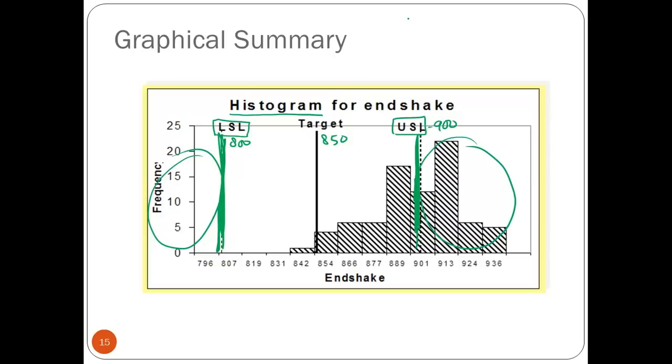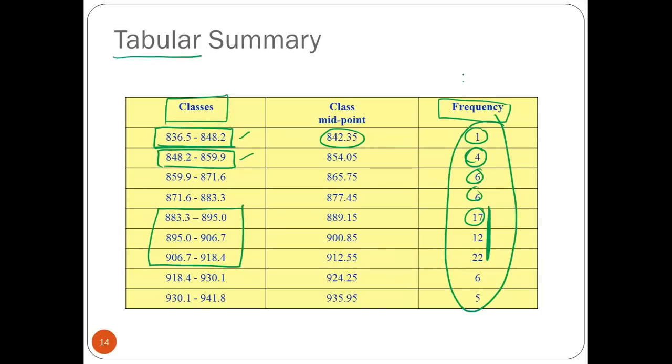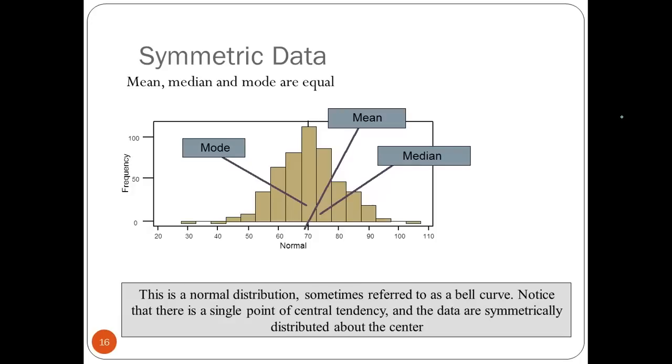And especially, for example, if somebody shows you this data, it will take a lot of time and a lot of discussion to figure out what's going on. If you show a histogram, then people can come to a conclusion very quickly. When you make a histogram, there are three things one should look at.